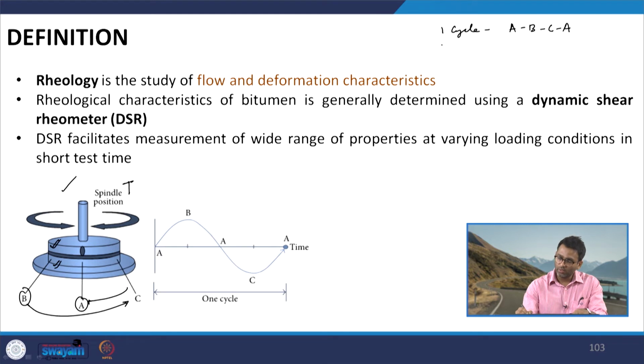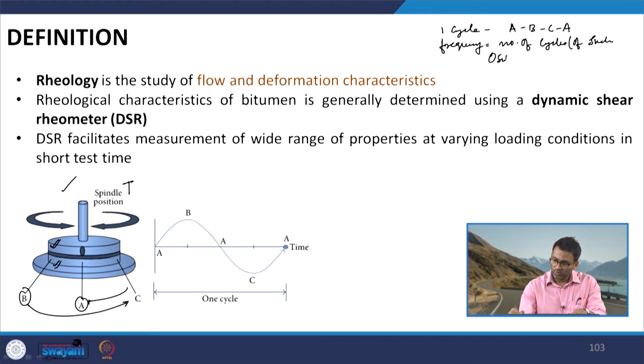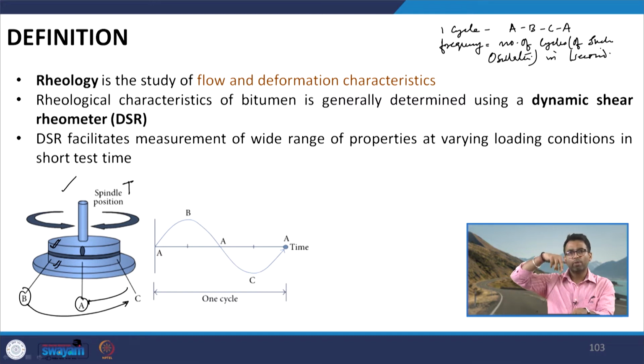And how are we defining the frequency? This is the number of cycles of such oscillation in 1 second. So, if this movement from A to B to C to A happens 2 times in 1 second, the frequency is 2 cycles per second, or 2 hertz. And frequency of oscillation can also be expressed in terms of the circumferential movement.